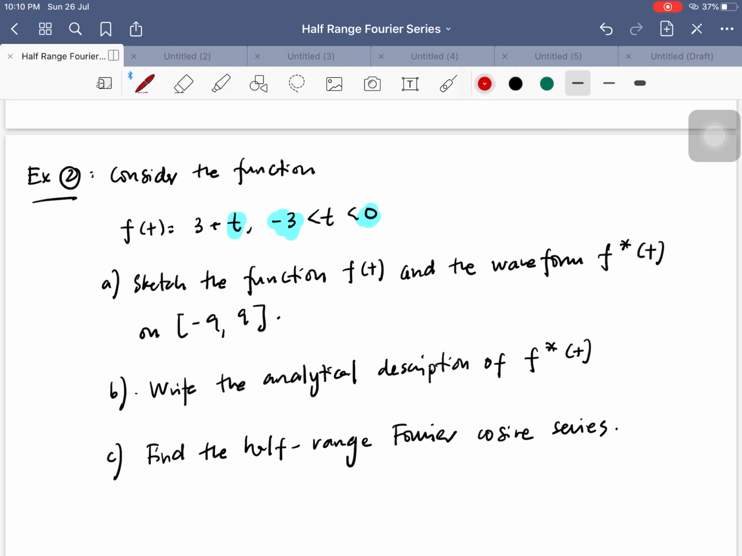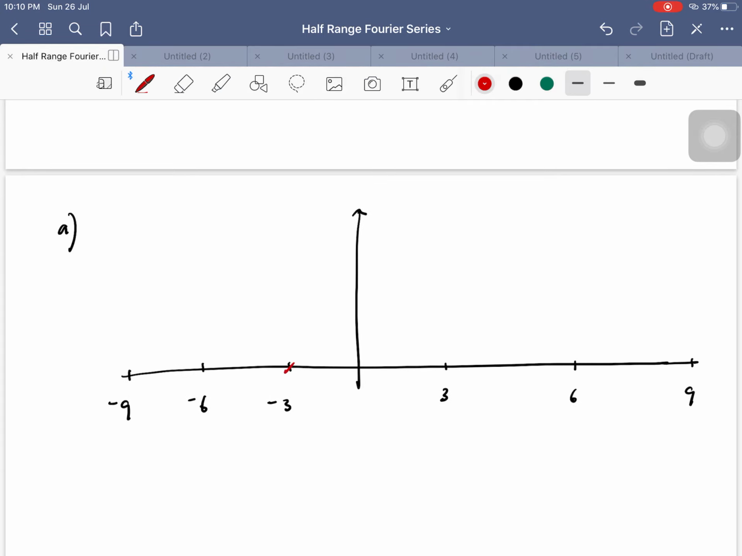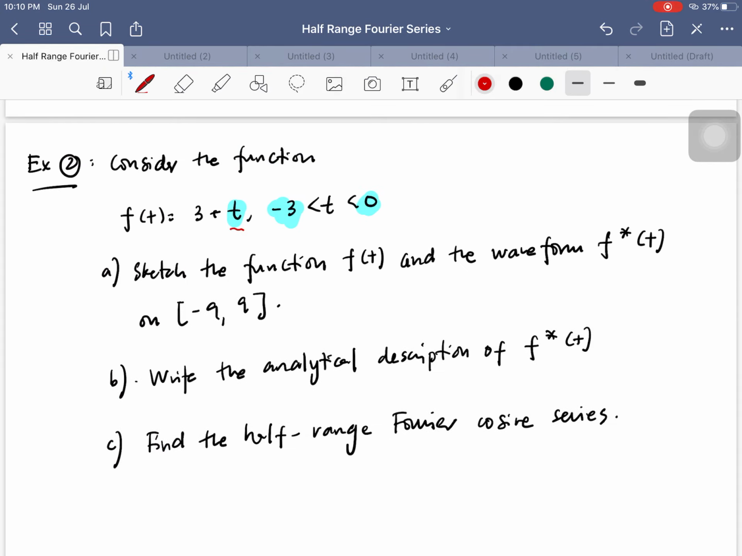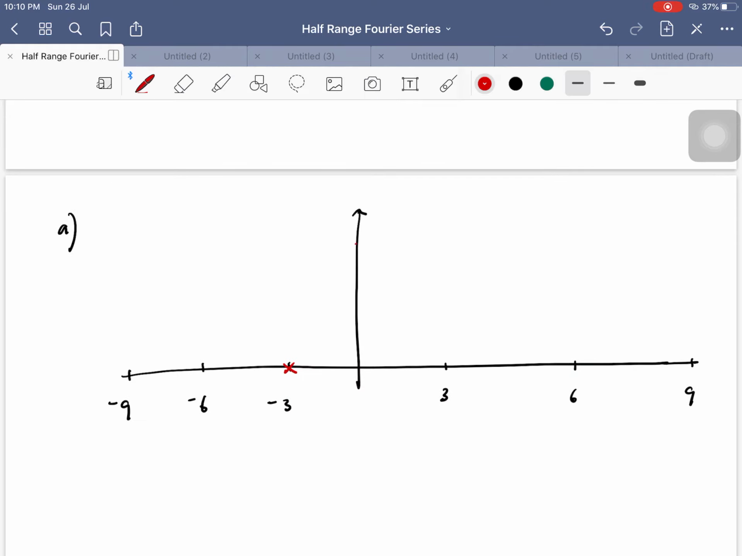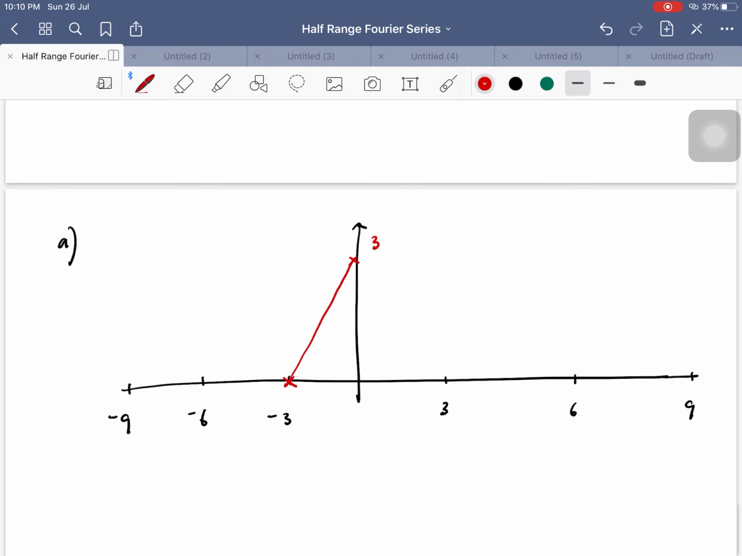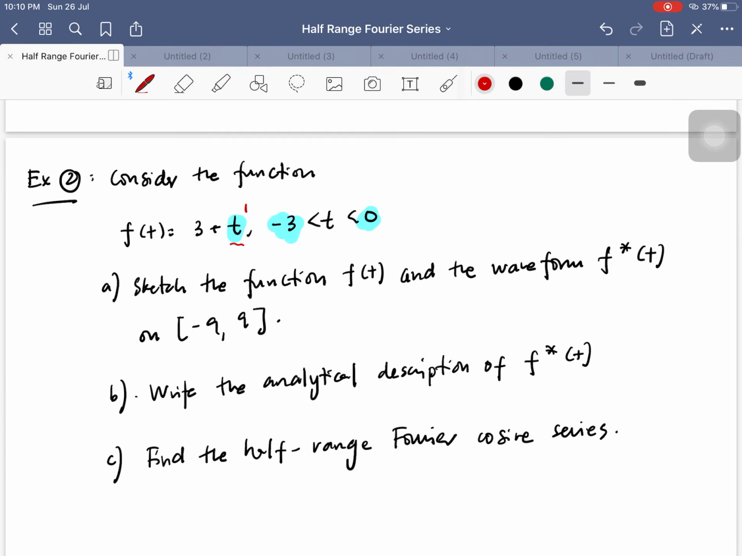So when t is equal to -3, I'll have a 0. So -3, 0 is going to be somewhere on the axis. And then when I substitute t equals 0, I'll have a 3. So 0, 3 is going to be somewhere up here. All I have to do is connect these two dots, because this is t to the power of 1, so it's going to be a straight line. And of course I can check.